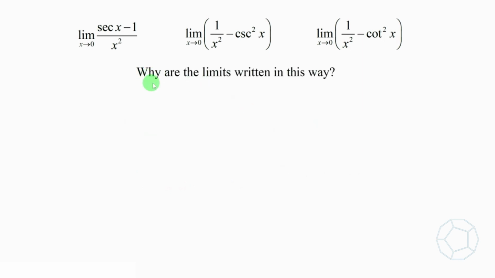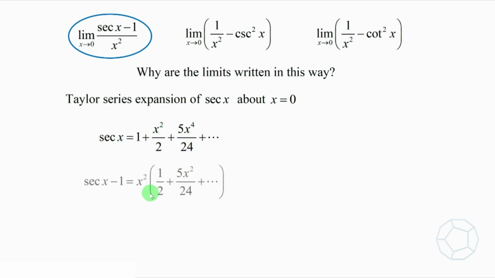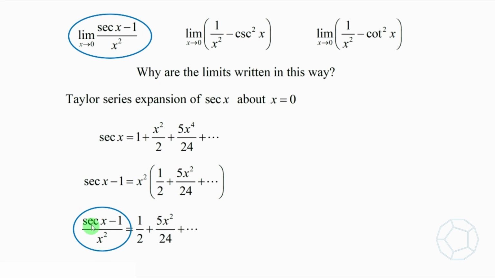But now the question is, why are the limits written in this way? Let's start with secant x first. The Taylor series expansion of secant x about x equals 0 is the following. Subtract 1 to the other side and take out the common factor x squared on the right hand side, we get this expression. Divide x squared to the other side and have the following. So that explains the first limit of secant x.